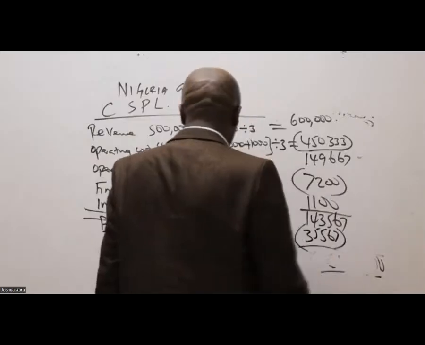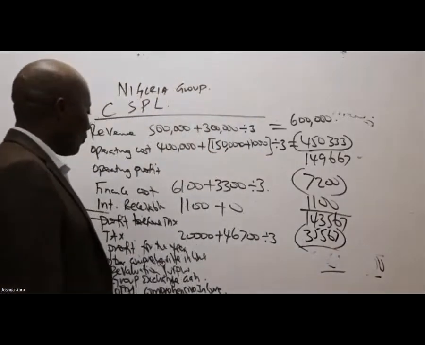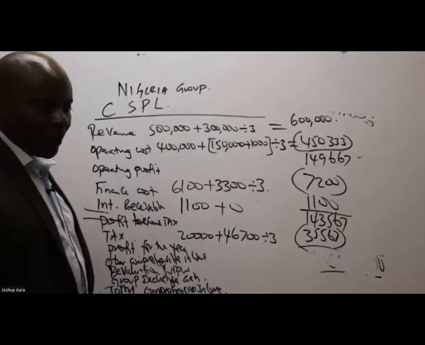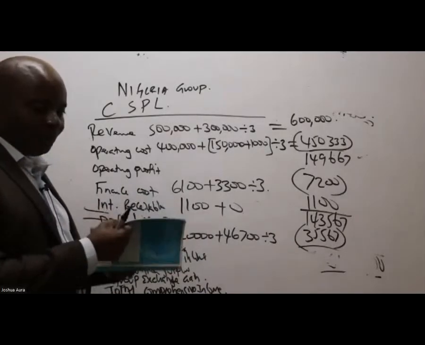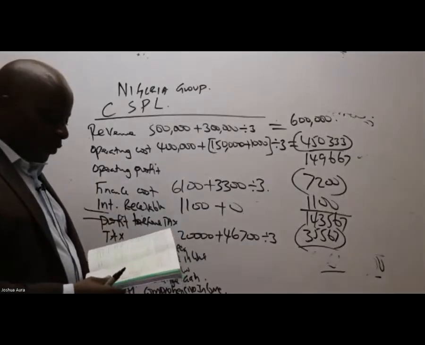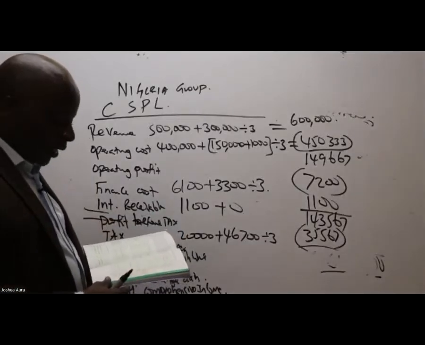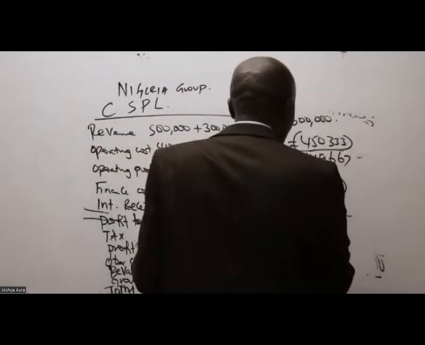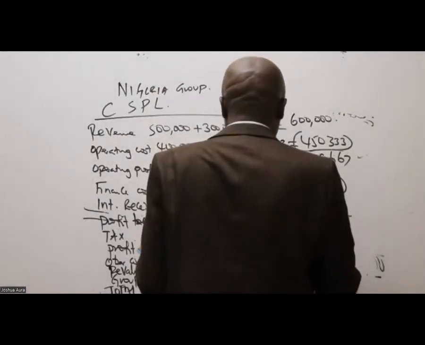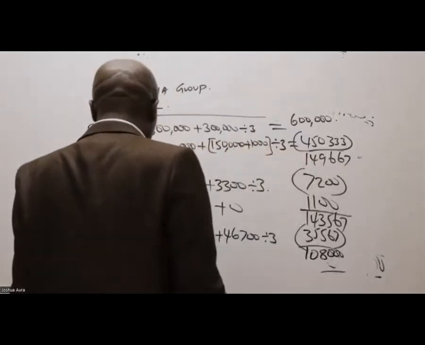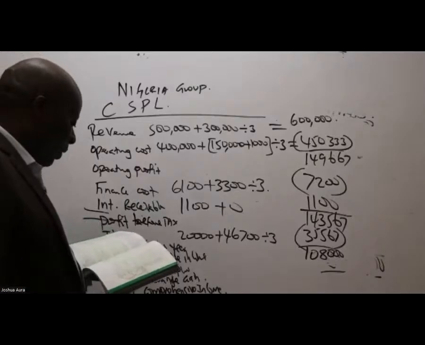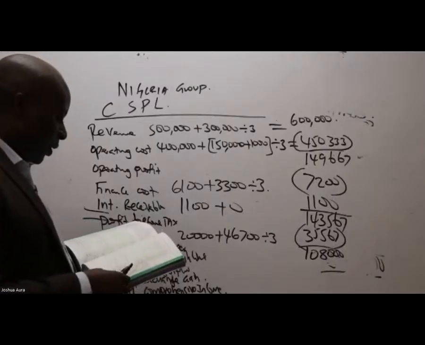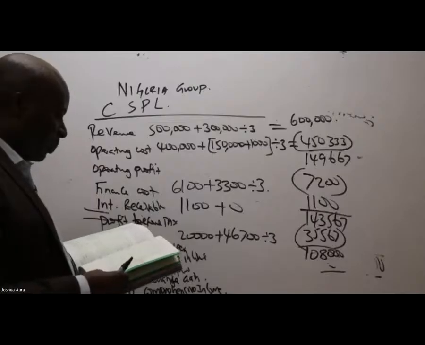So please go ahead and subtract this for you to give us the profit for the year. Profit for the year. What do we have there? 108,000. From there, come and give us other comprehensive incomes. Please give me the revaluation surplus.